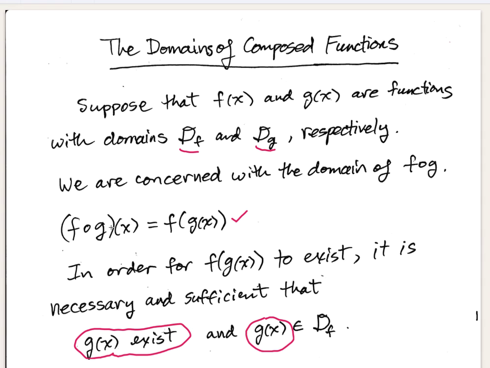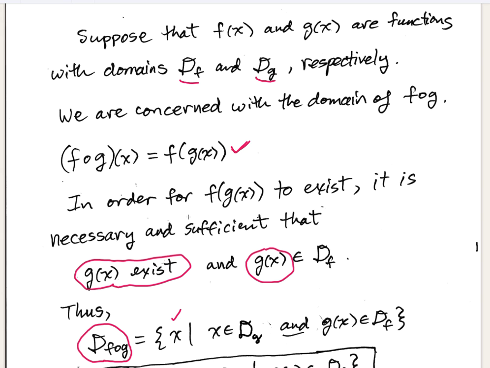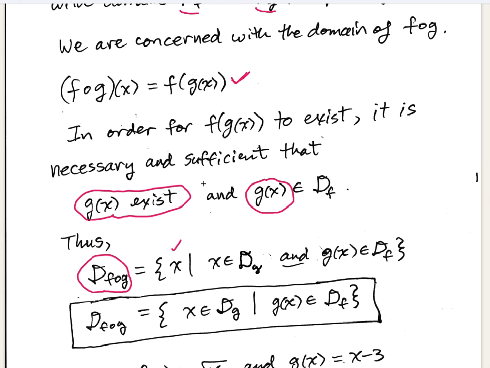Now, let's recall that f composed with g of x is just what? F of g of x. That's just a matter of definition. Now we know how to compose functions. In order for f of g of x to exist, it's necessary and sufficient that, we'll see this is necessary and sufficient. Well, first of all, in order to compute something like this, think about it.